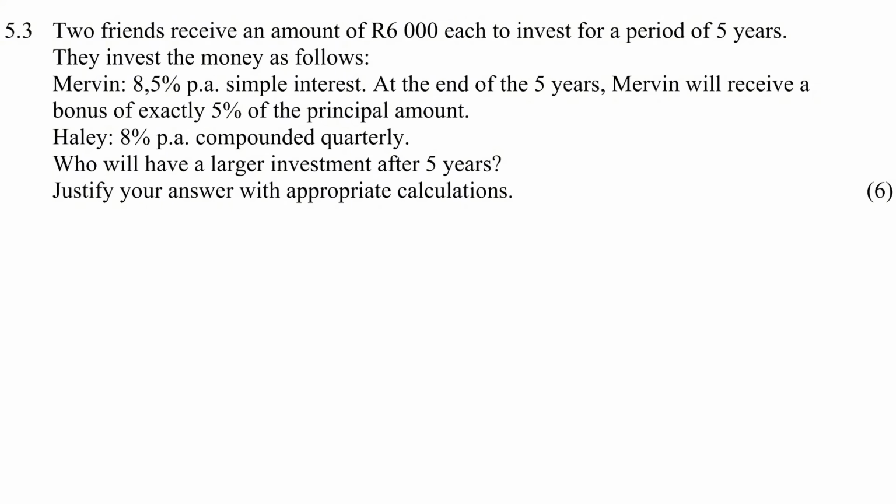2 friends receive an amount of 6,000 Rand each to invest for a period of 5 years. They invest the money as follows. Sorry, followers, my bad. Mervyn, 8.5% per annum simple interest. At the end of 5 years, Mervyn will receive a bonus of exactly 5% of the principal amount. Haley rather does 8% compounded quarterly. Who will have a larger investment after 5 years? Justify with appropriate calculations. This is free marks, they're just giving away marks here. This is super easy. So let's go work it out.